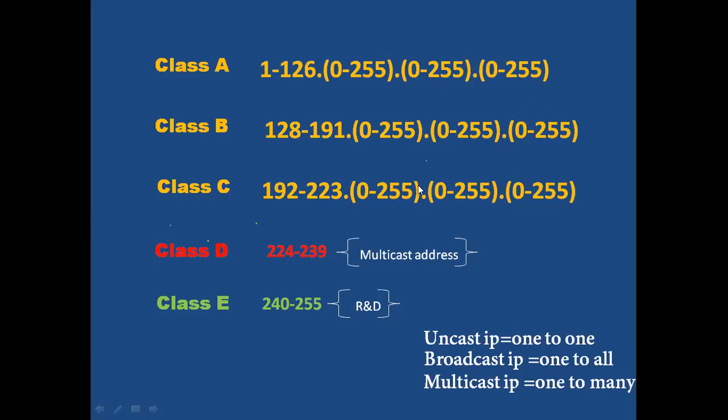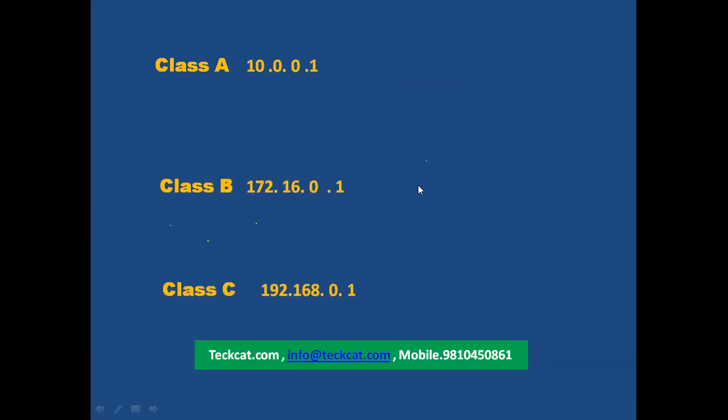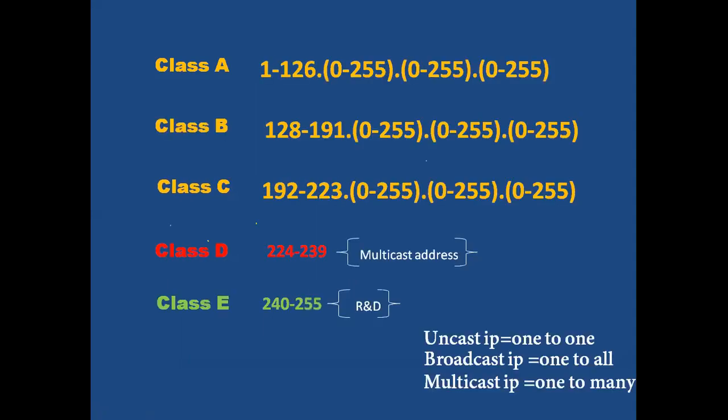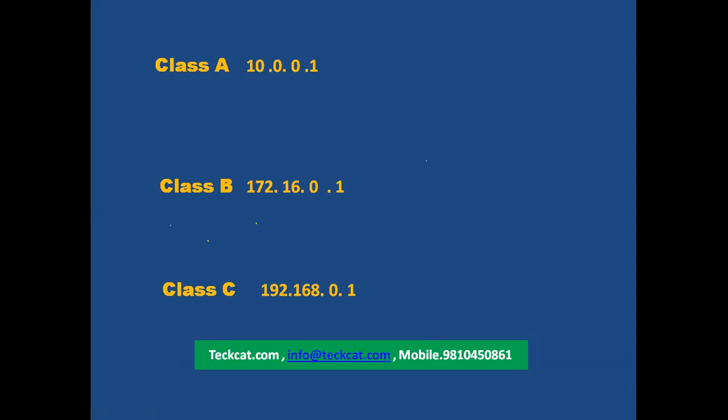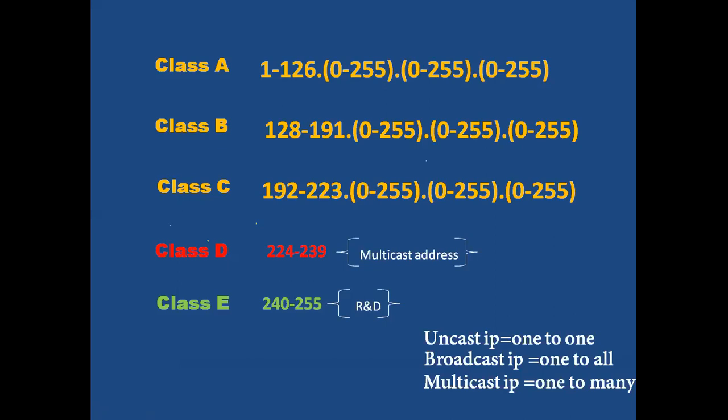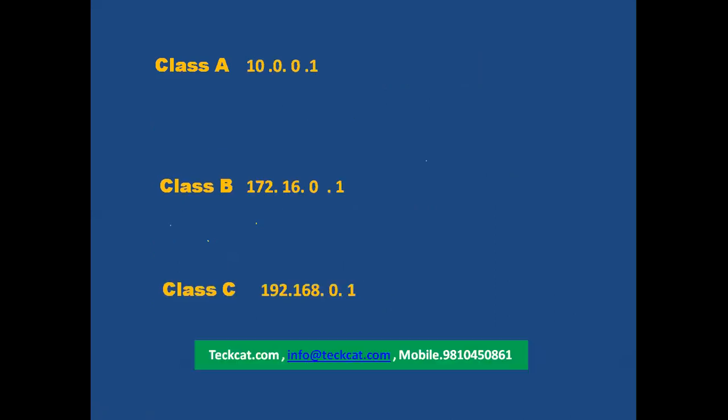Now, see, 10.0.0.0, I have written here class A. Why have I written class A? 10.0.0.1 is a class A IP address. Why? Because it will start from 1 to 126. Please listen to me here. What is the range of class A? 1 to 126. And 10.0.0.1 starts within 1 to 126. That's why 10.0.0.1 is a class A IP address.